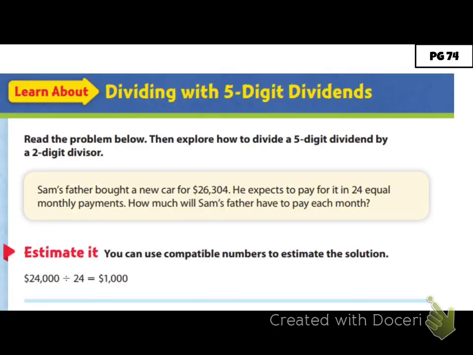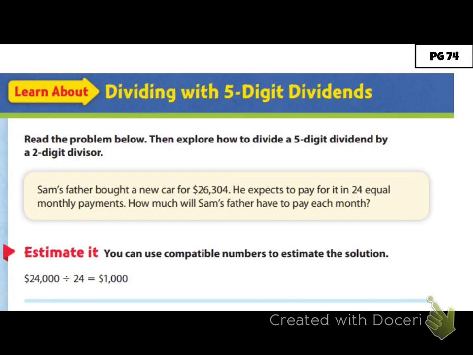Okay, so now we're going to move on, dividing with 5-digit dividends. Basically, it's just going to be the same thing, it's just a little bit bigger of a number. So Sam's father bought a new car for $26,304. He expects to pay for it in 24 equal monthly payments. How much will Sam's father have to pay each month?